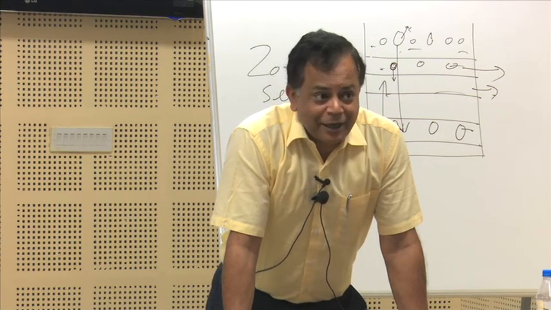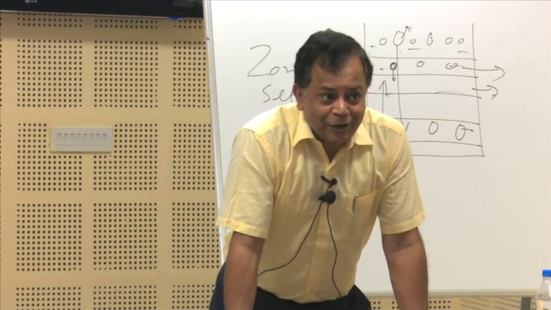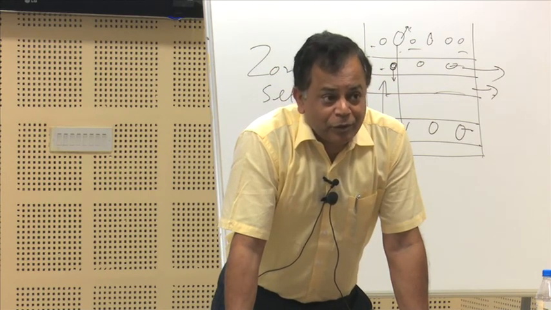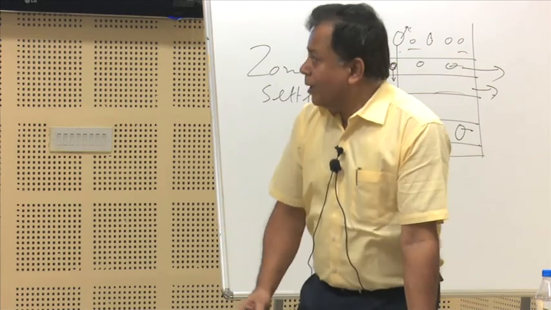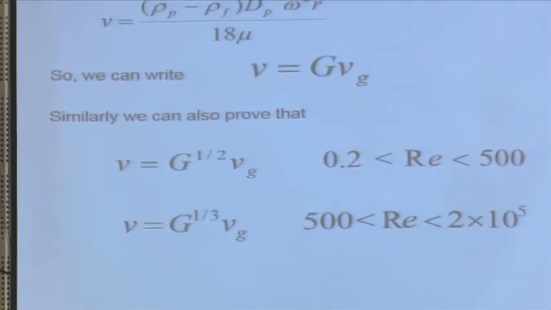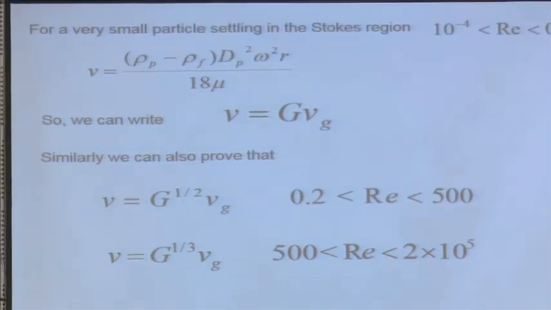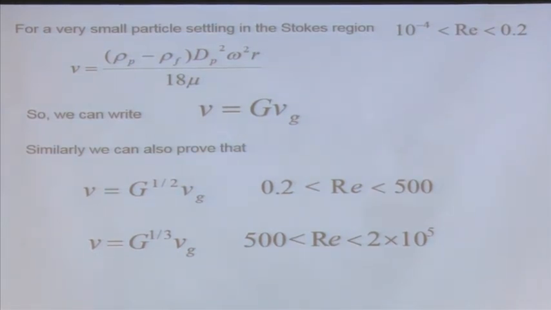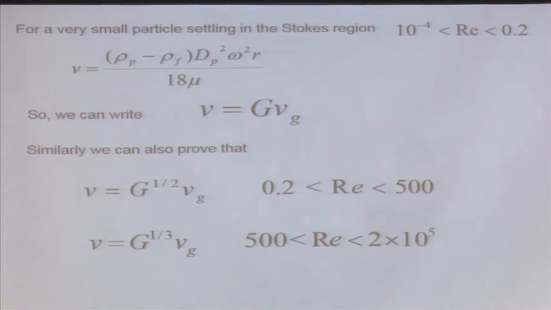That is a function of your Reynolds number for the particle in a centrifugal force field. So, it becomes square root of G multiplied by Vg, and if it is in Newton's region, it is cube root of G into Vg. The bigger the particle, the lesser the effect of centrifugal force beyond a certain range. It has an effect, but not at the same level as with the smaller particle.